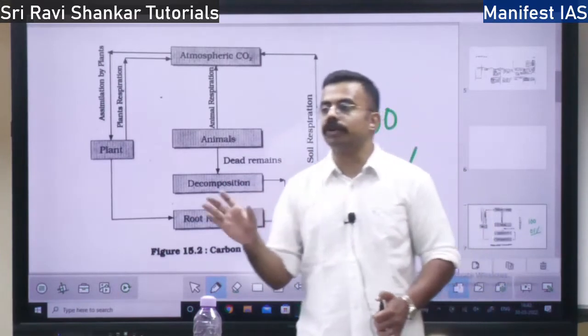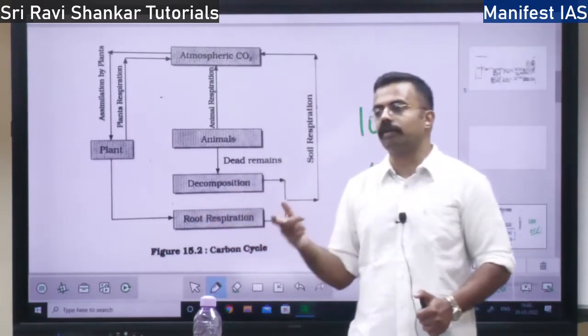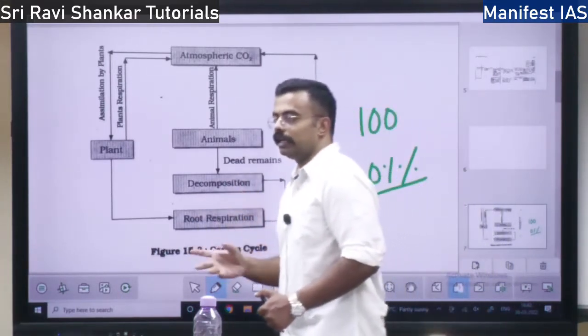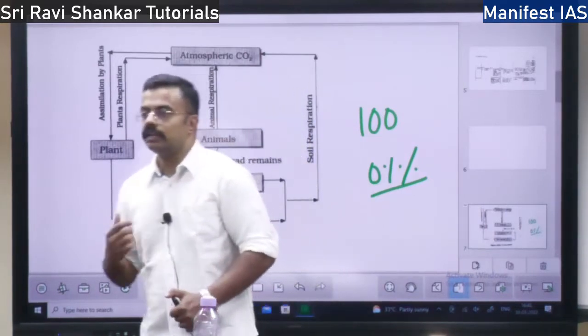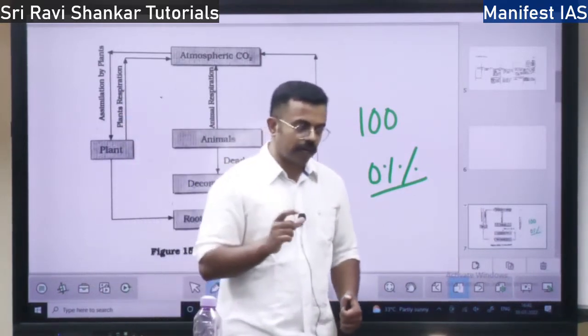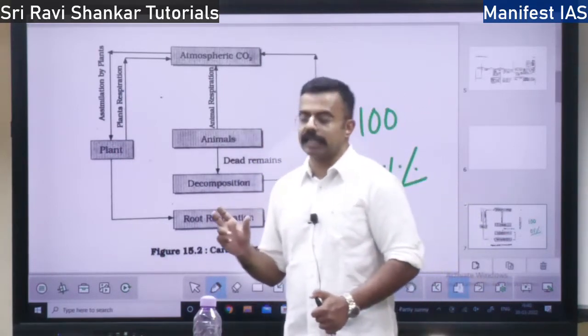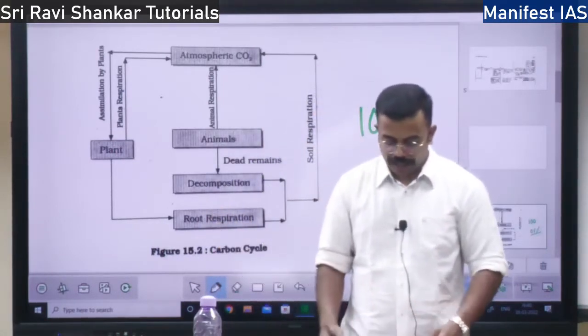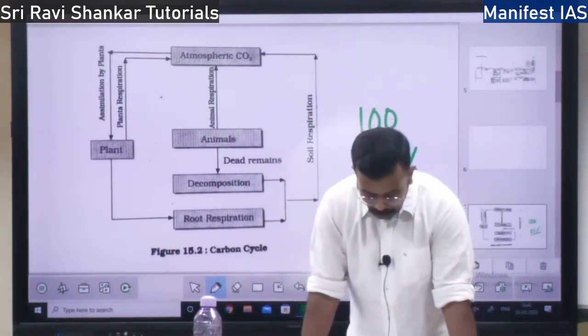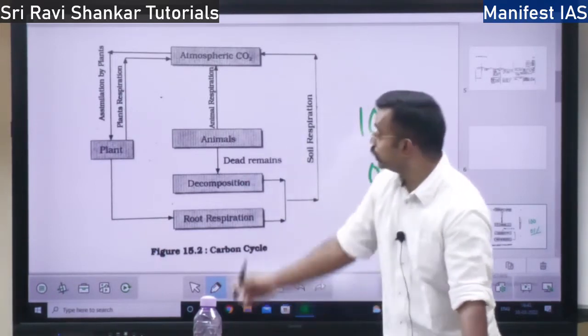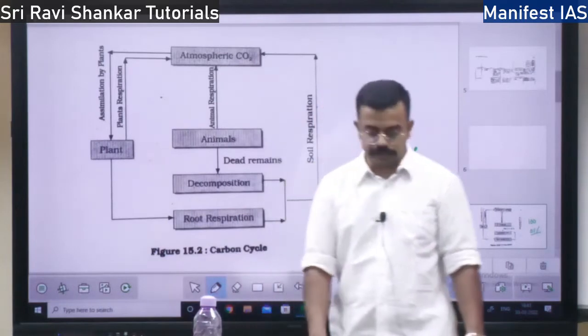basic element of an organic compound. If you take any organic compound, I have already told you what an organic compound is. It is something related to life, right? So it includes hydrogen and carbon. Carbon is a basic element of the organic compound. So this carbon dioxide is fixed by photosynthesis, right?